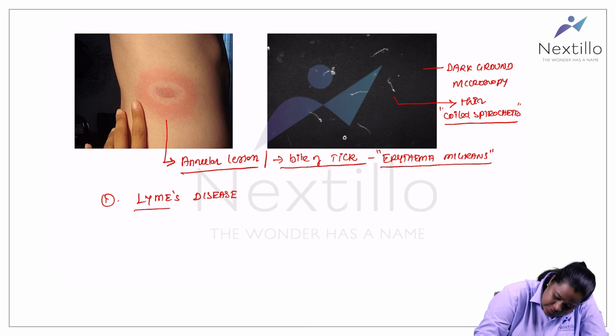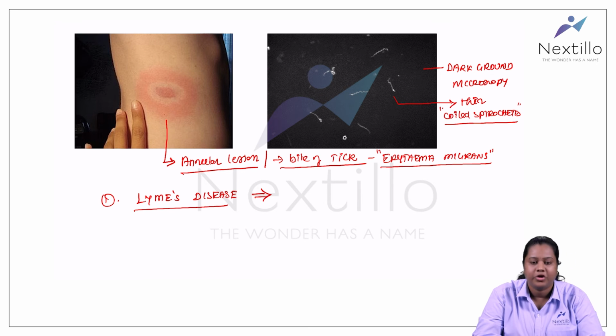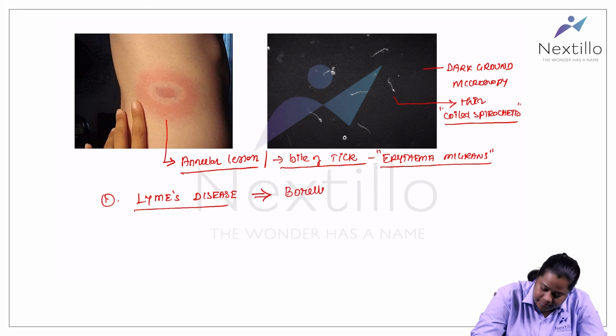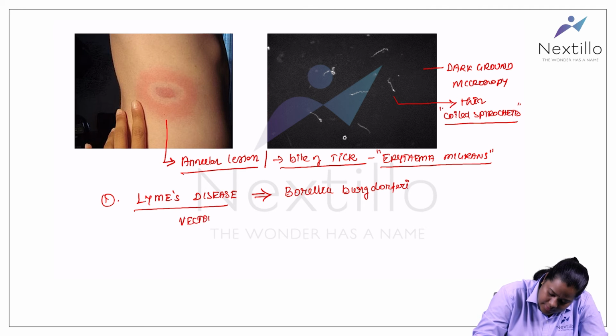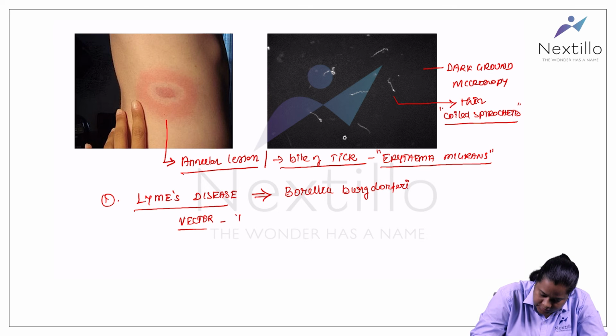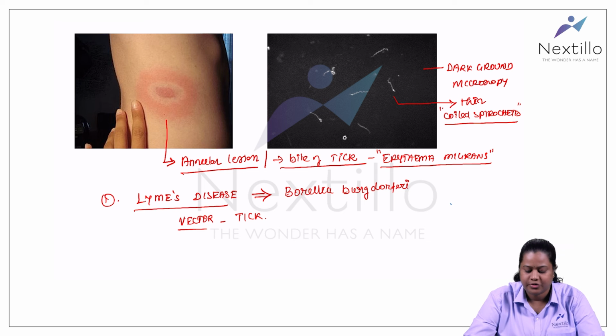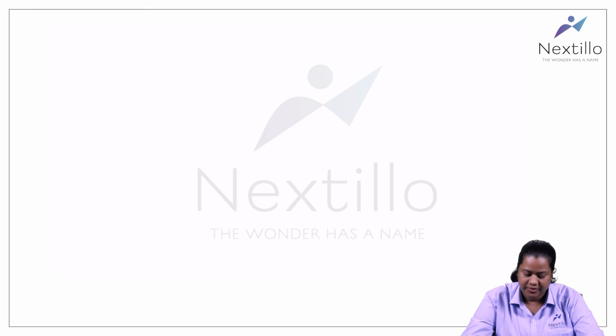Lyme's disease. So what you are seeing here is Lyme's disease, and the agent causing Lyme's disease is Borrelia burgdorferi, and the vector here is the tick. So this you should know. This is nothing but Lyme's disease, and the picture shown here is erythema migrans, right? Okay, we'll go to the next picture for discussion.